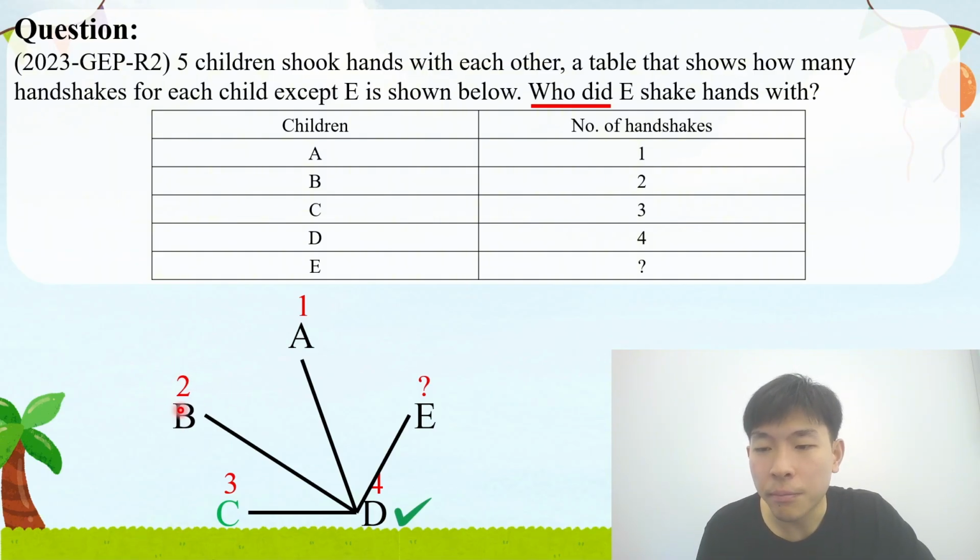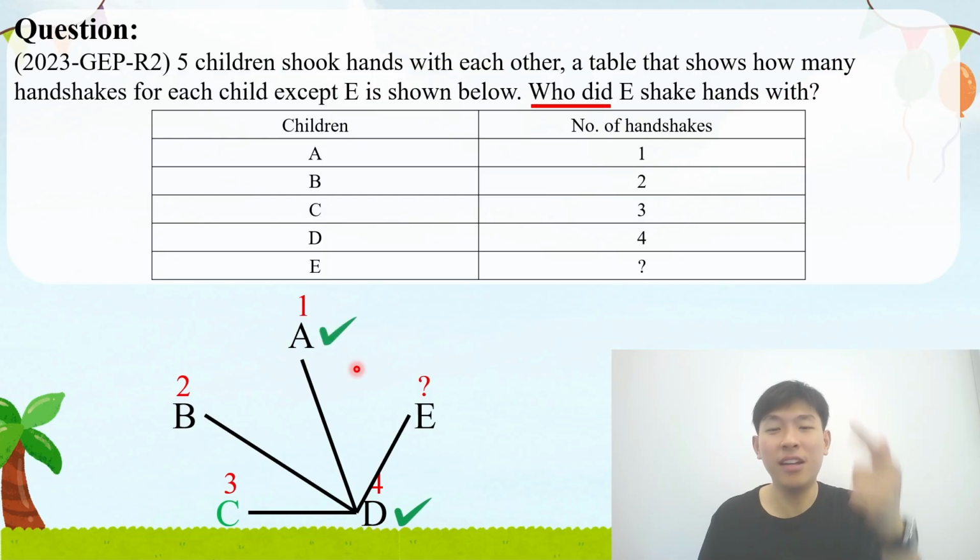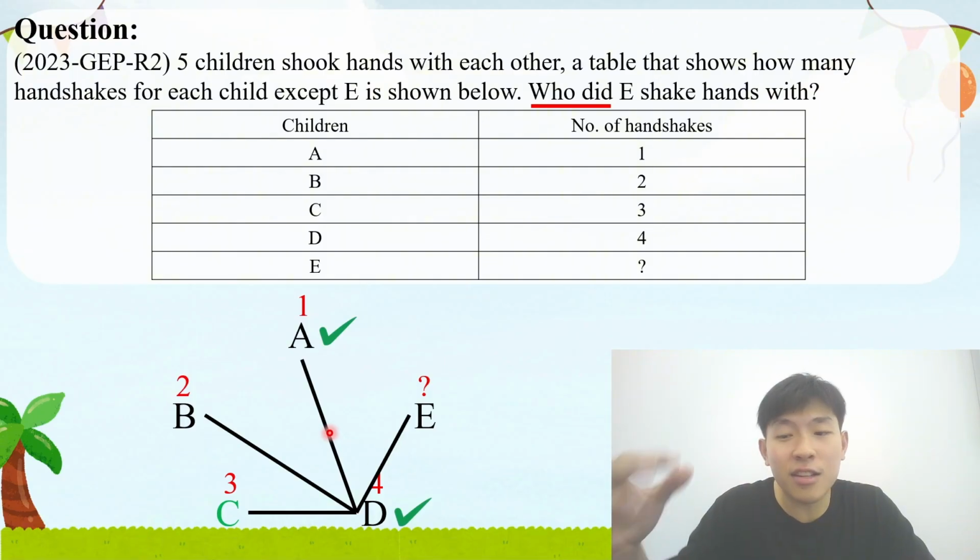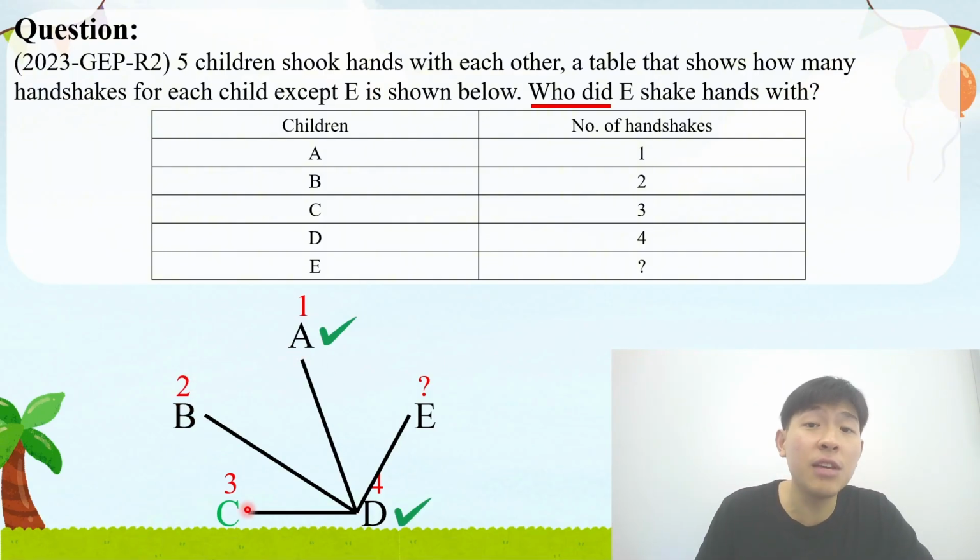And let's check B. B shakes hands twice. 1. Is B done? Not yet. How many persons does B need to shake hands with? 1 more. Now let's look at A. A shakes hands 1 time with D. Is A done? Yes, A is done. So let's put a tick here. Then we see A and D are already done. So let's move on to check whether we can start with B and C.